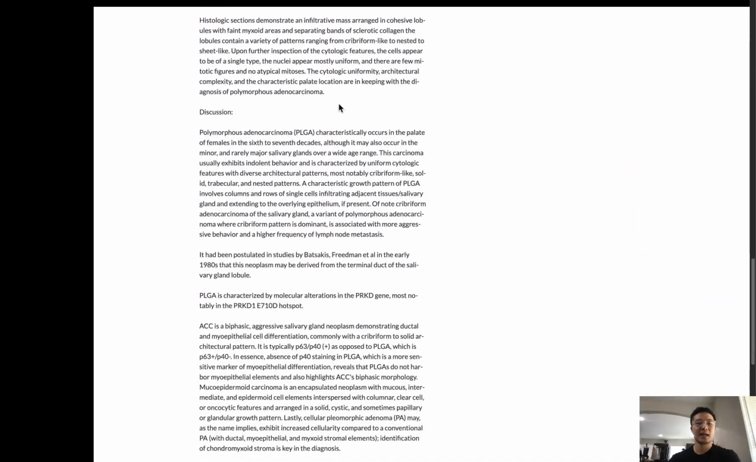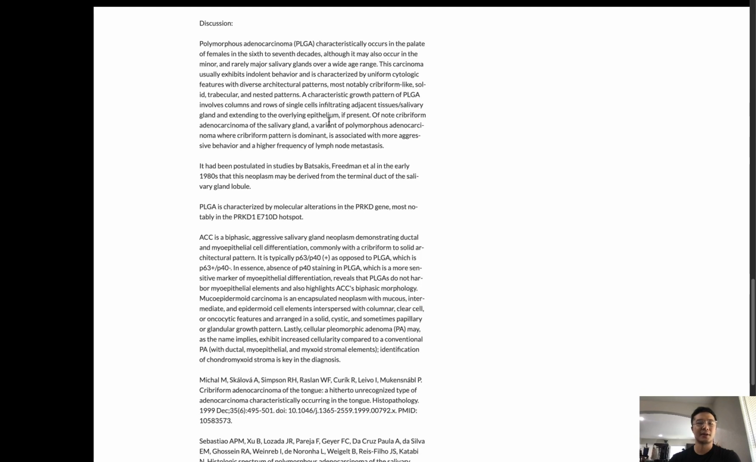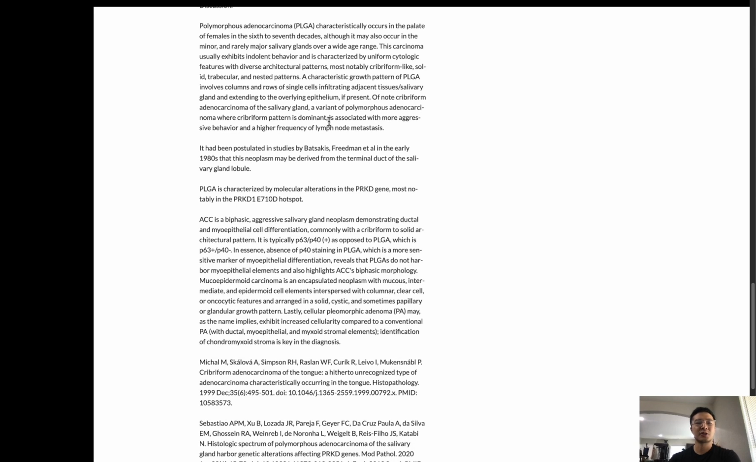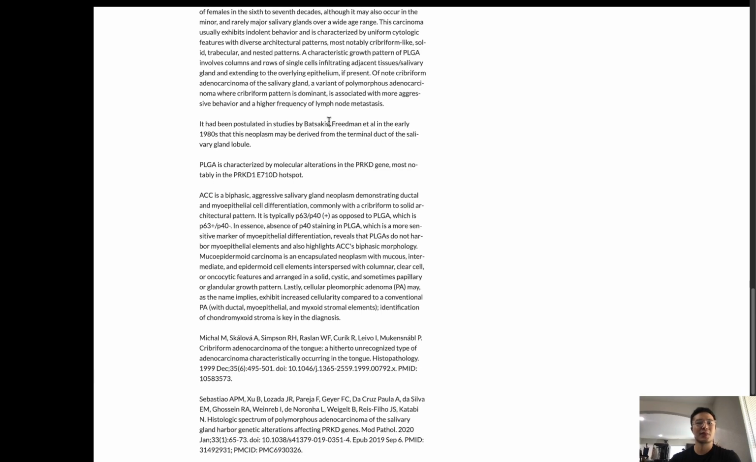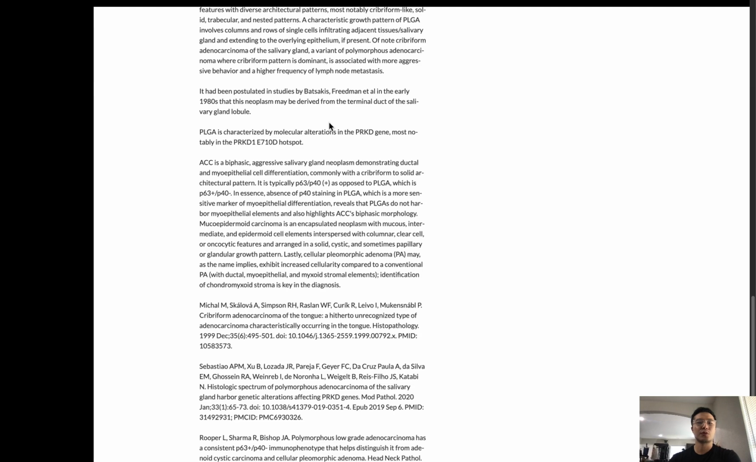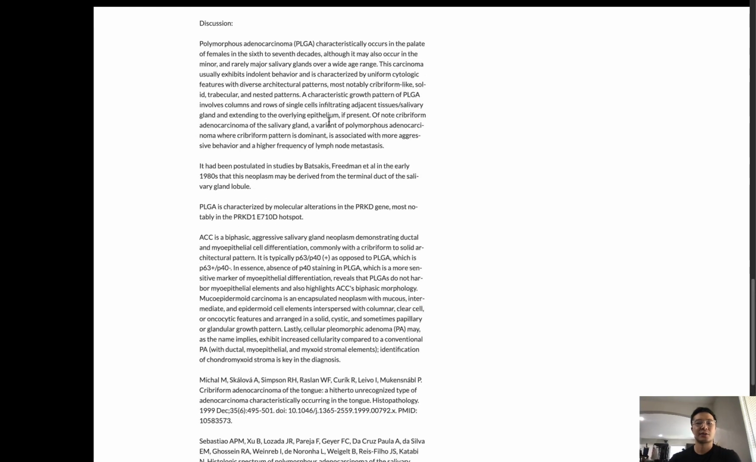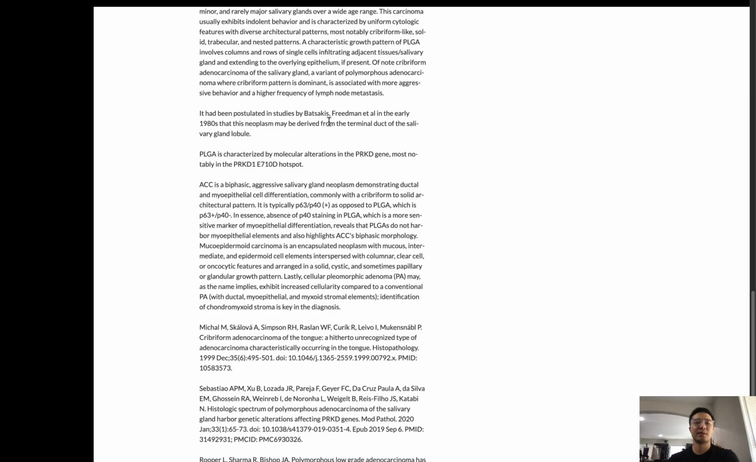Discussion. Polymorphous adenocarcinoma characteristically occurs in the palate of females in the 6th to 7th decades, although it may also occur in the minor and rarely major salivary glands over a wide age range. This carcinoma usually exhibits indolent behavior and is characterized by uniform cytologic features with diverse architectural patterns, most notably cribriform-like, solid, trabecular, and nested patterns. A characteristic growth pattern involves columns and rows of single cells infiltrating adjacent tissues, salivary glands, and extending to the overlying epithelium if present.